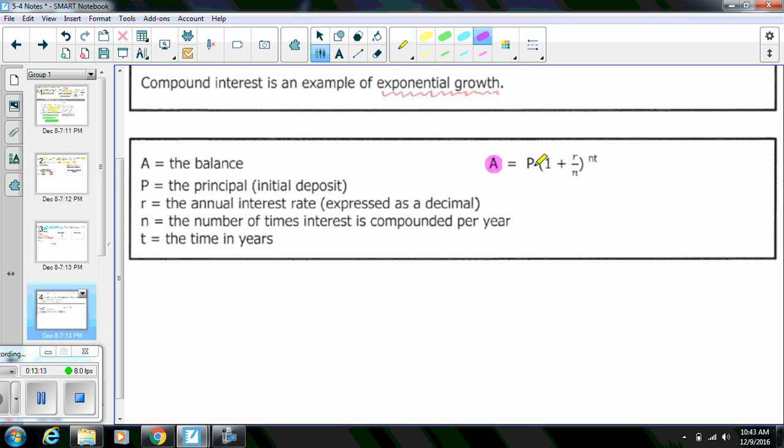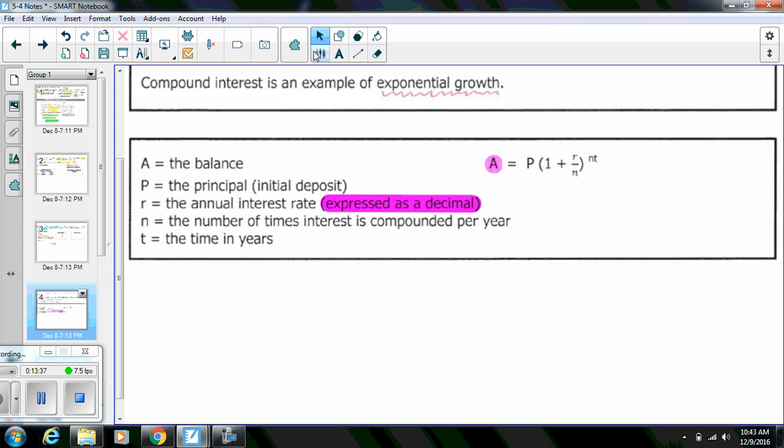R is the annual interest rate. So are you going to make 10% off this account each year? Are you going to make 2%? But that's for this right here. And it's important that this is expressed as a decimal. All right. So your rate would be a percentage that you have to transfer into some type of decimal.